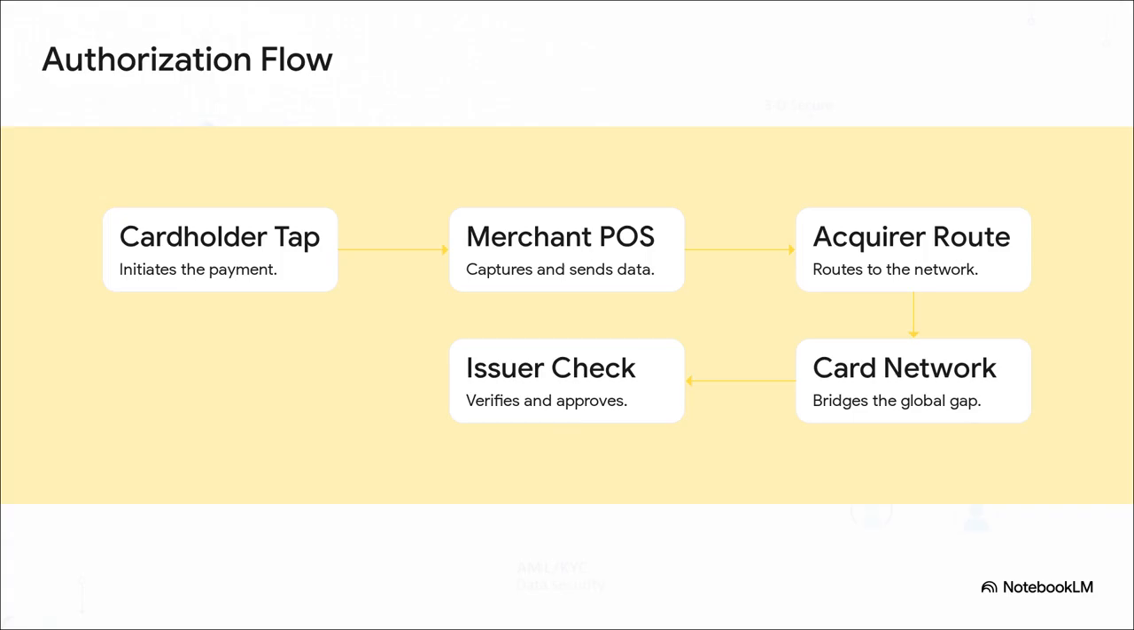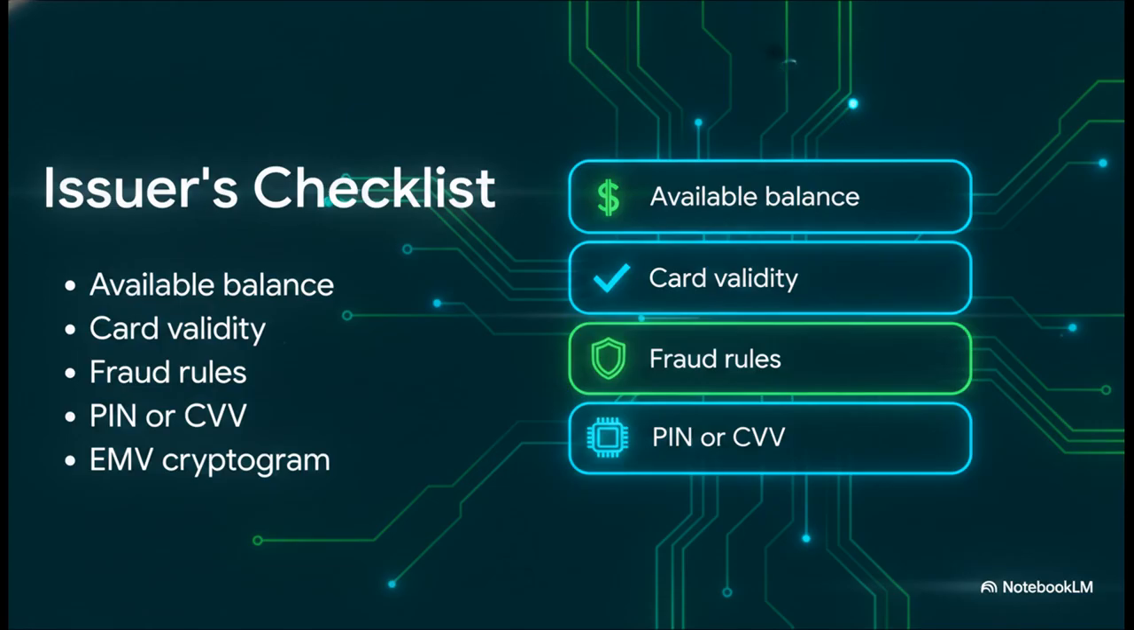But wait, your bank doesn't just blindly say yes, right? In that tiny fraction of a second, they run through a massive, incredibly rapid checklist. Do you have available balance or credit? Is the physical card still valid? Does the transaction pass their complex AI-driven fraud and risk rules? Is the PIN or CVV correct? And, absolutely crucially, they verify the EMV cryptogram.